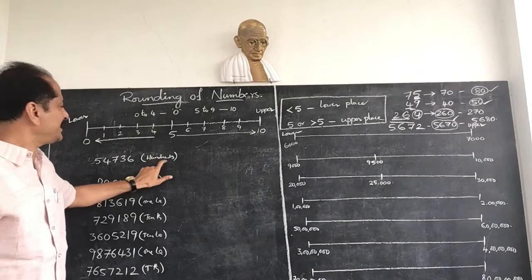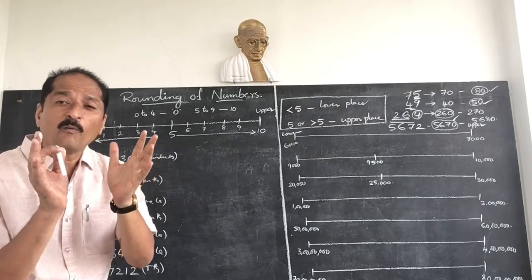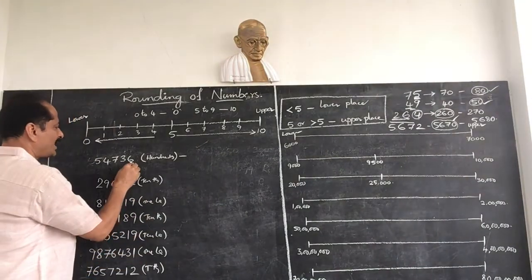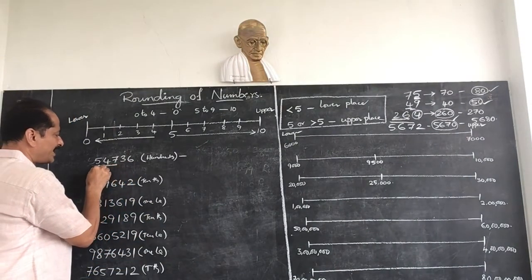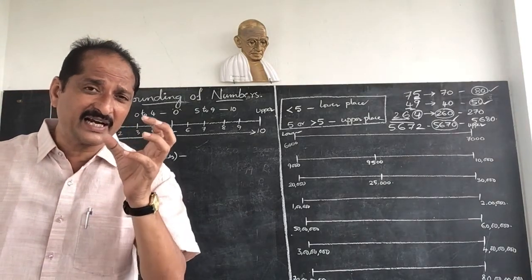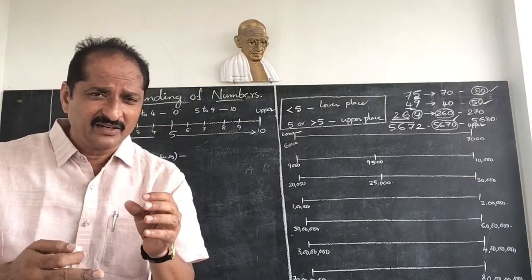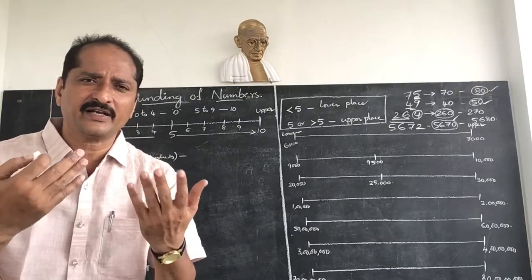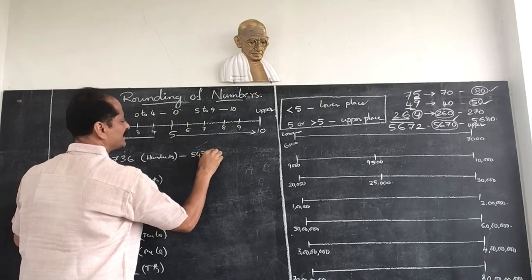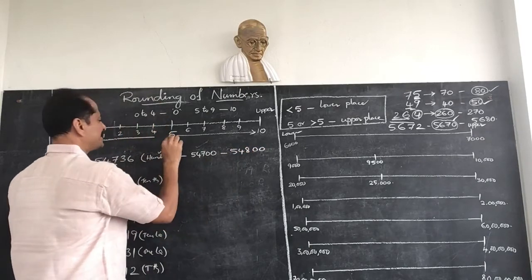To write down this number to the nearest hundreds place, that means in this number how many hundreds are there, we should see first. So how many hundreds are there? That means ones, tens, hundreds. That means 547 hundreds. 547 after 548. That means this number is in between 547 hundreds and 548 hundreds. To the nearest hundreds place we are rounding.